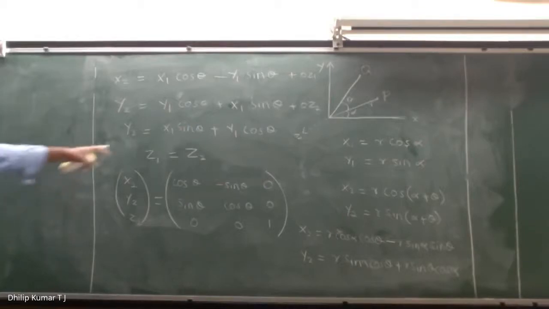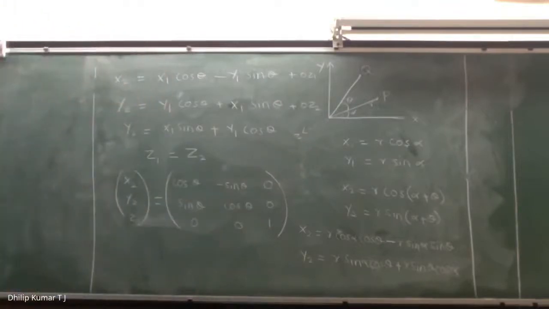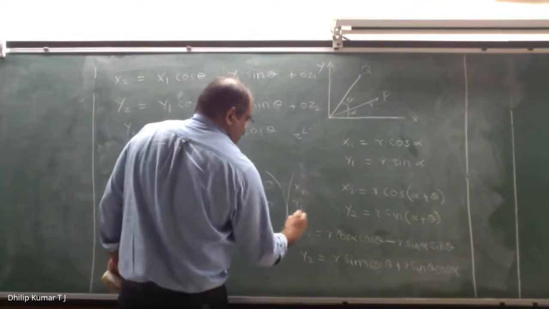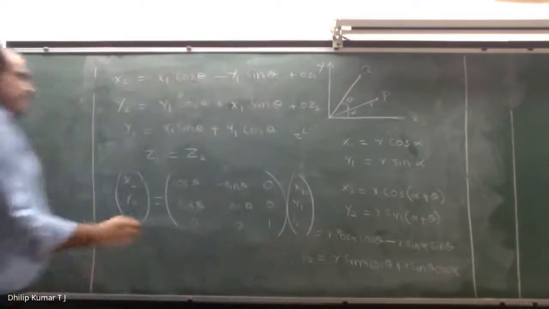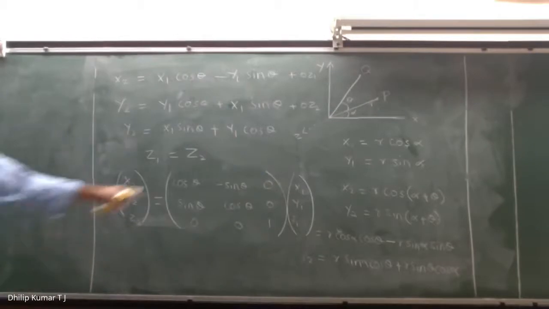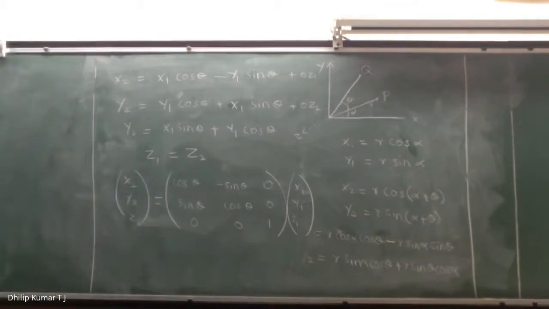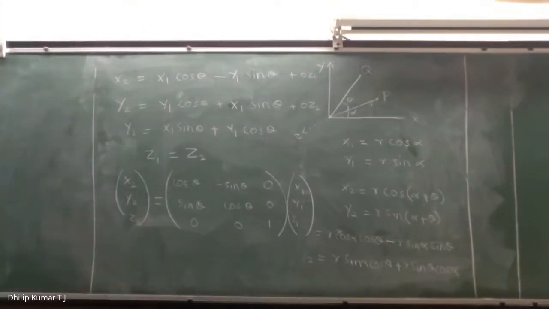Okay, z2 will be 0 and plus 1 times z1. So this is x1, y1, z1. We're just writing in terms of matrix. So I think we got the matrix for rotation, right? One can write it for ammonia molecule or any molecule.